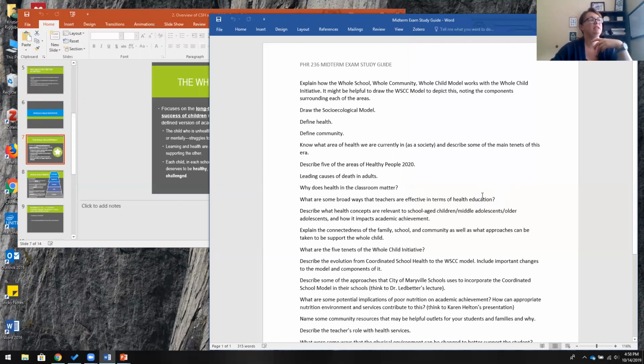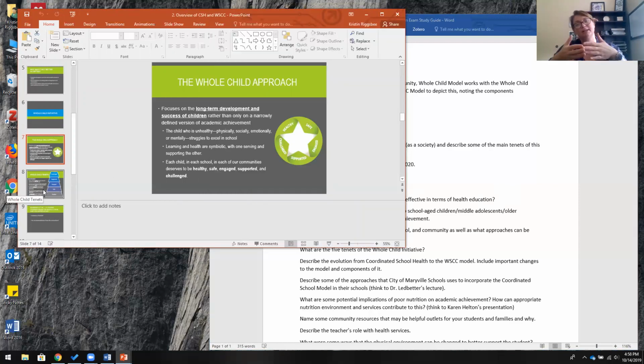What are some broad ways that teachers are effective in terms of health education? Many of you addressed this in your whole child reflections paper. So think back to that: role modeling positive behaviors, being that first line of defense for health services and health education, identifying problems early, and incorporating health education into existing academic subjects instead of seeing it as a separate component is what's really important there.